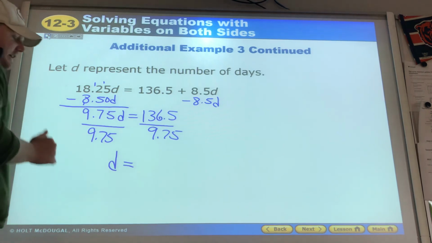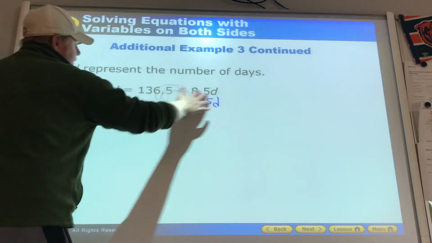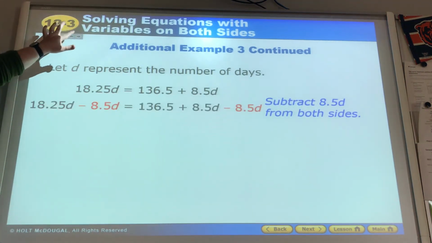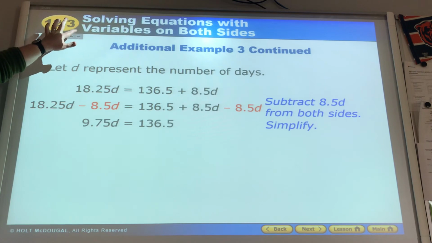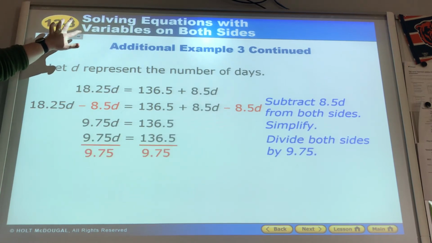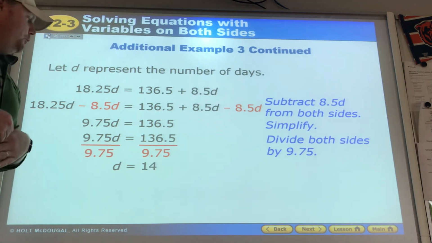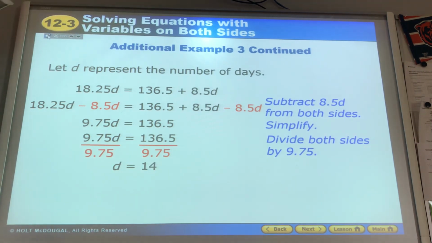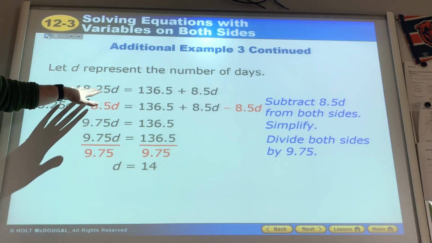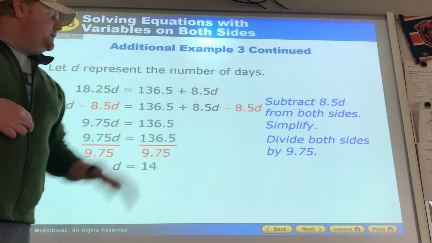So, we're going to find out how many days it is, and I'll tell you what that number of days tells you. Okay? So, subtract 8.5D from both sides. We did that. They did that. Hey, our numbers worked out. They divide by 9.75. Okay, good. 14 days. If she goes snowboarding for 14 days, renting both snowboard and boots will be the same price as buying the snowboard and renting just boots.